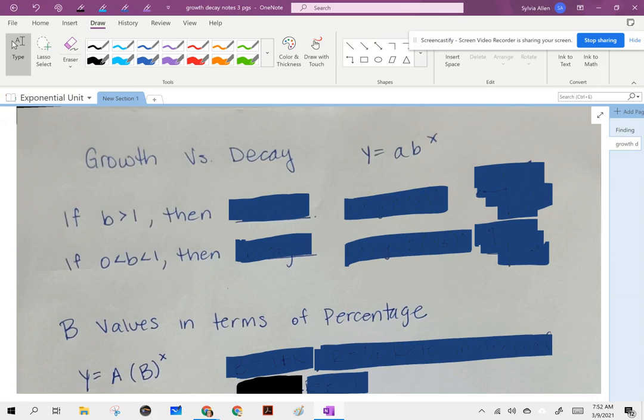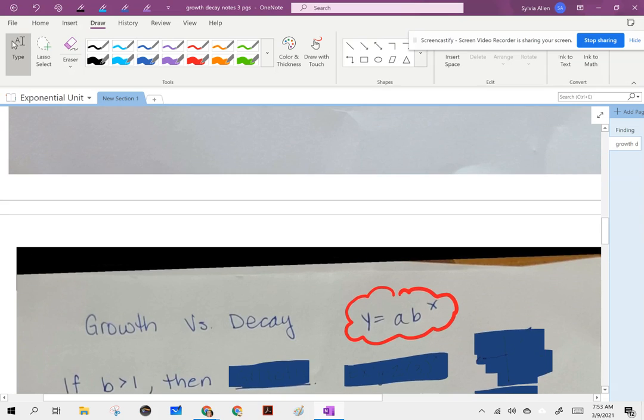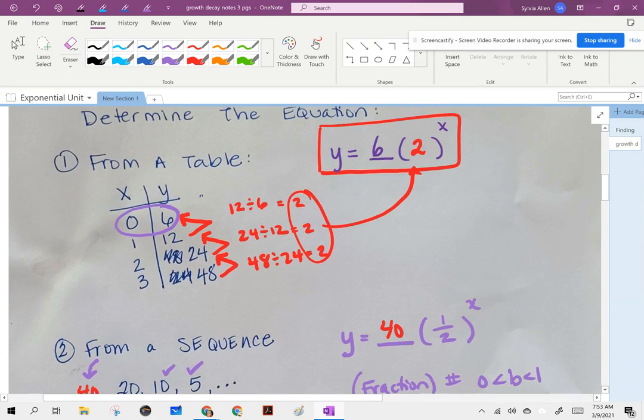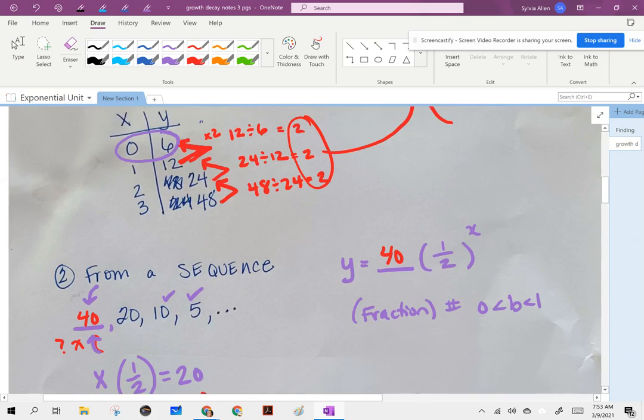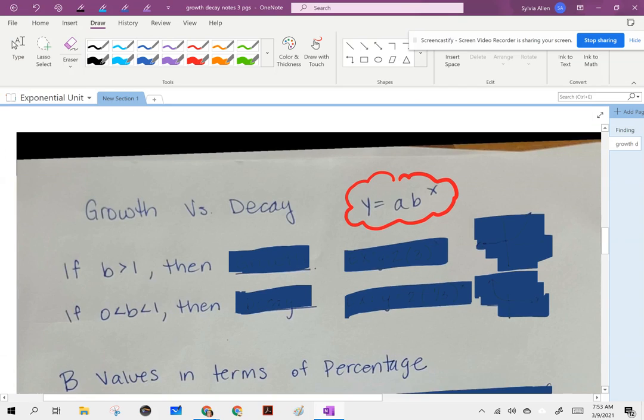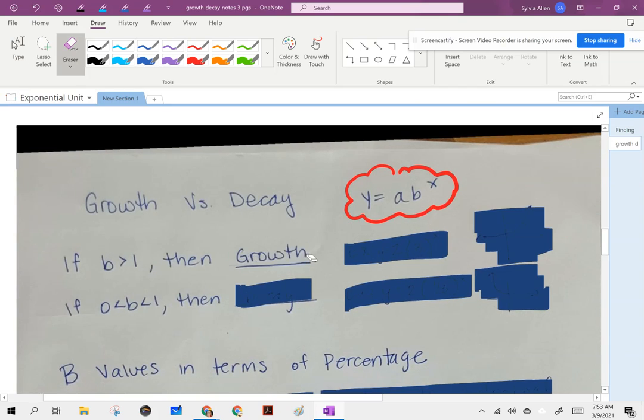Now we're going to go into specific growth versus decay. So we have our equation here. Just talked a little bit about it. If you're multiplying by a number greater than 1, so if your pattern was multiplying by greater than 1, remember here, my pattern was multiplying by 2. See, my B value is 2. That is going to represent growth. So if my B value is bigger than 1, it represents growth.